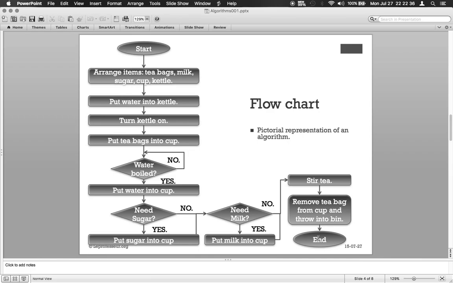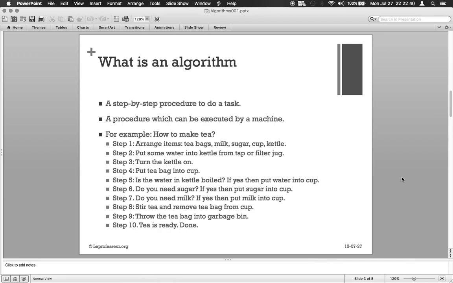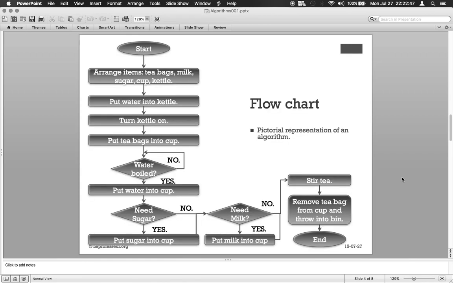Isn't it interesting? See here, it's a written description for an algorithm or a procedure. Here is a pictorial description. This is a very simple example, so it's easy to understand the concept.